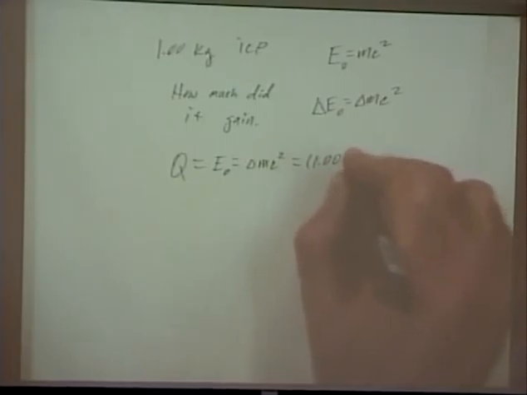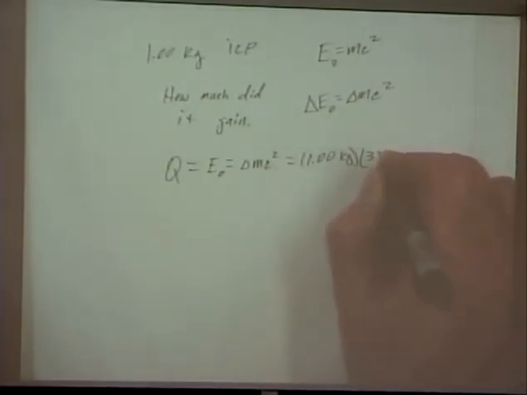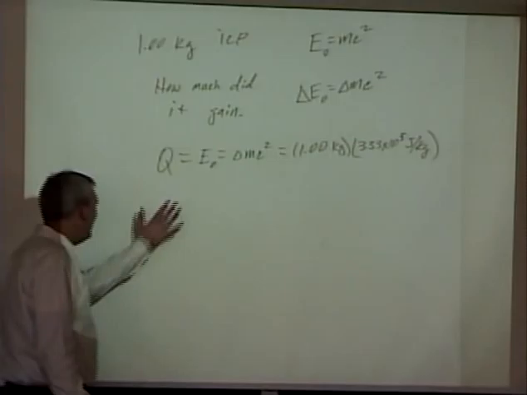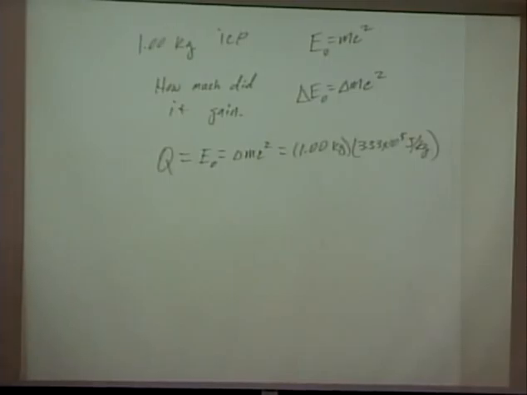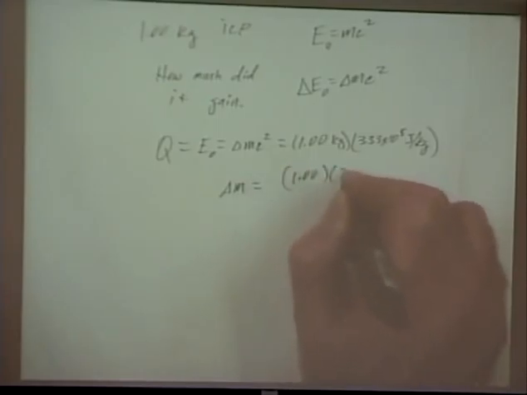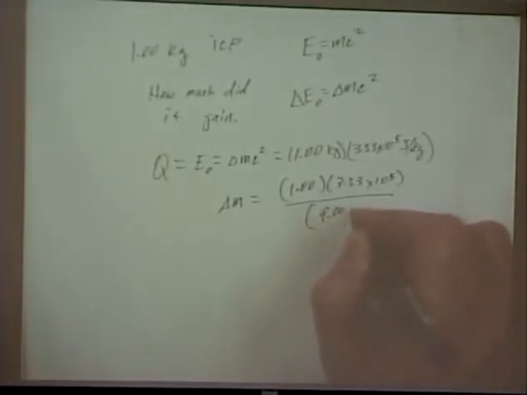Q is equal to 1.00 kilograms times, anybody remember the latent heat of fusion for ice? Isn't it 3,300? Oh, it's 33,000. There you go. Times 10 to the 5th joules per kilogram. I love it when a plan comes together. So I'm going to wind up with joules over here and joules over here. Then divide that. My change in mass is going to be equal to 1.00 times 3.3 times 10 to the 5th. I don't square this. Divided by 9.00 times 10 to the 16th.